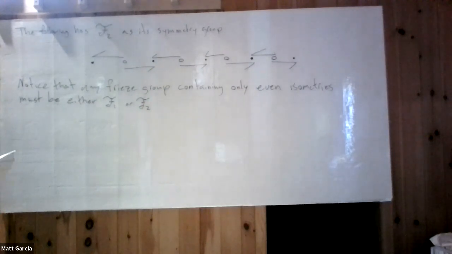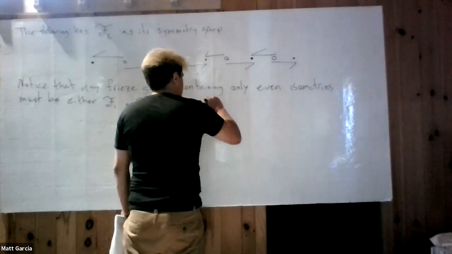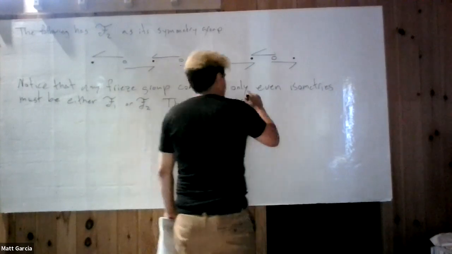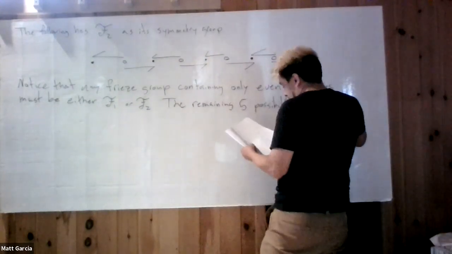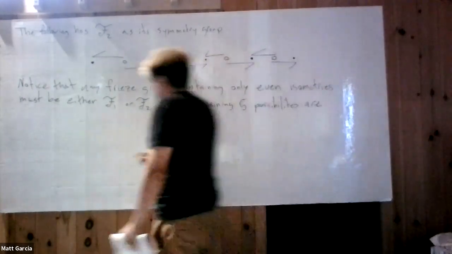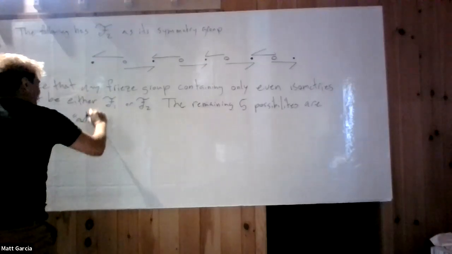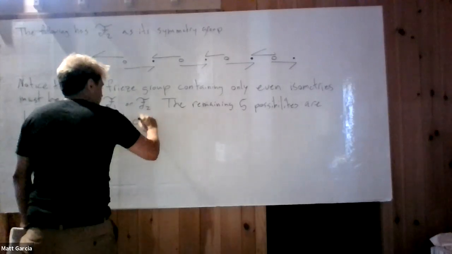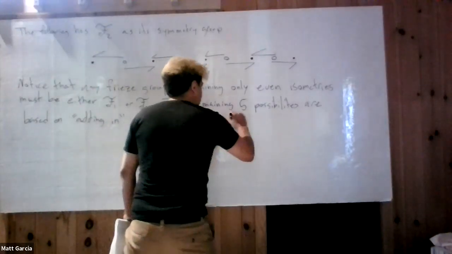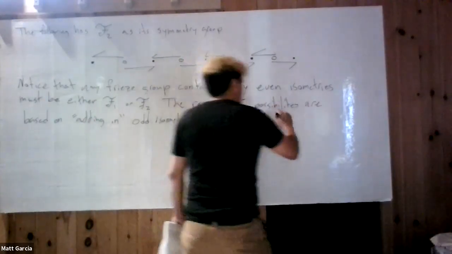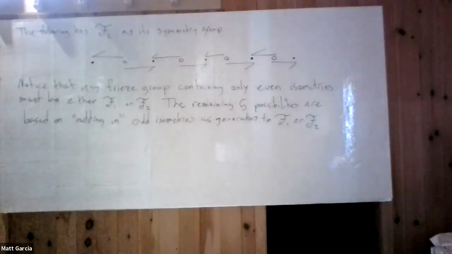So let me just say the remaining five possibilities are based on adding in odd isometries as generators to F1 or F2. Okay, this is how we'll proceed.